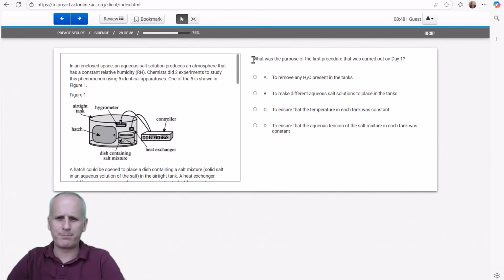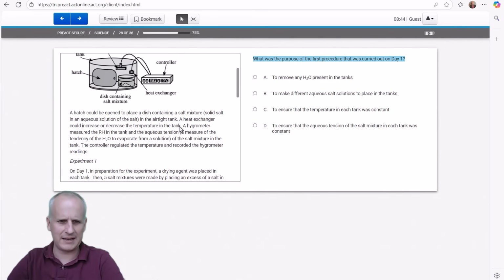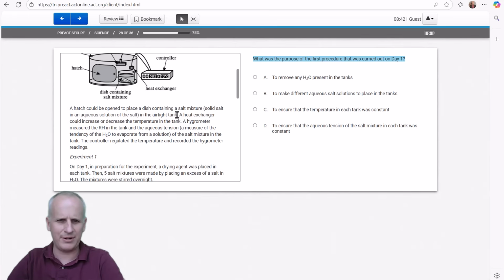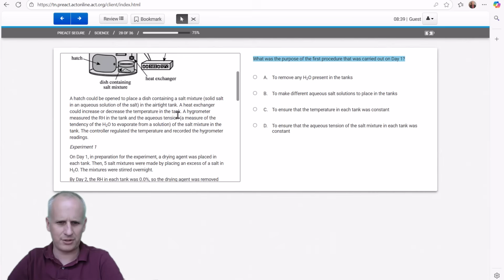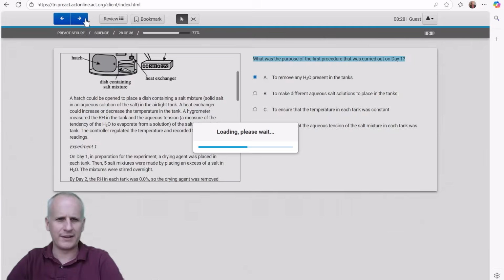So what was the purpose of the first procedure that was carried out on day 1? We might actually remember this, and it's that they put a dish containing a salt mixture, and they put a drying agent in the tank. So we want to get rid of all of the water so that our measurements are correct. Our correct answer is going to be A, and we're going to move on to the next problem.